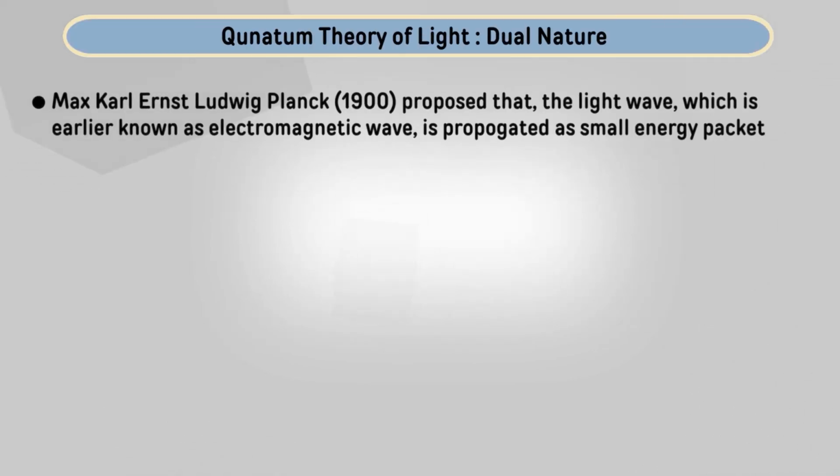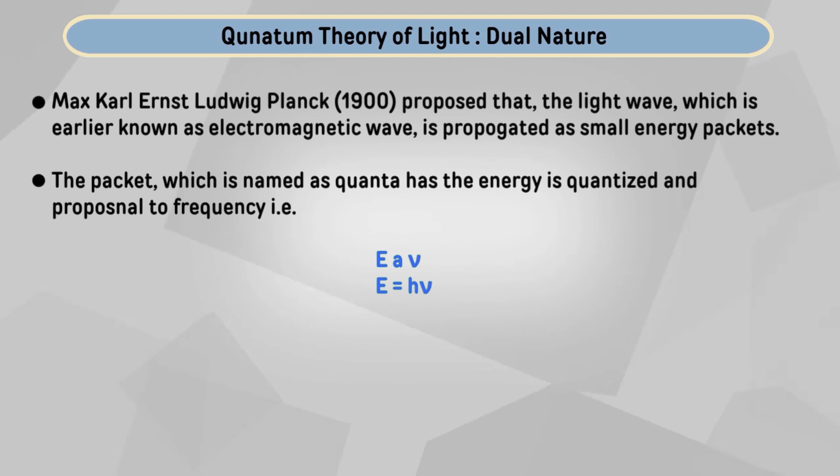So, let us have a glimpse of the quantum theory of light also. We should know about this, just going through the overview in the chart. Light was earlier known as an electromagnetic wave, which, as per the proposal given by Max Planck, propagates as small energy packets, and this packet is named a quantum, and after some time it is also known as a photon. It is quantized and its energy is proportional to the frequency.